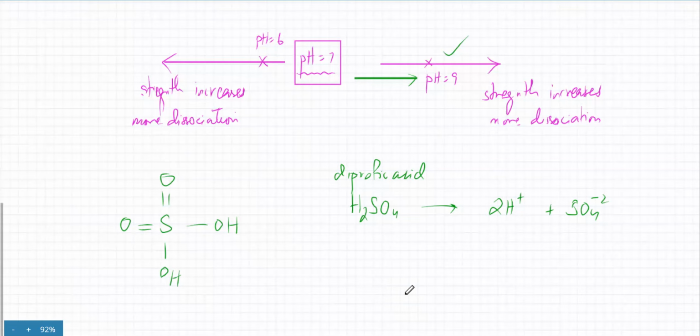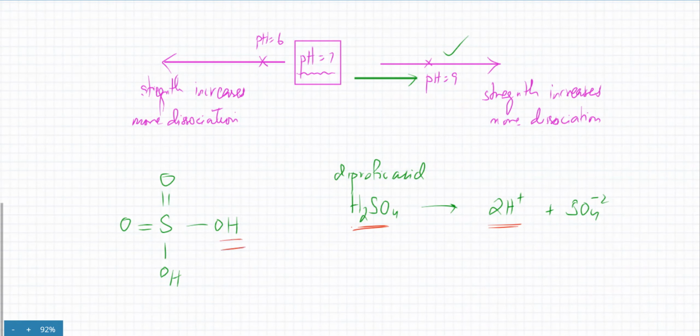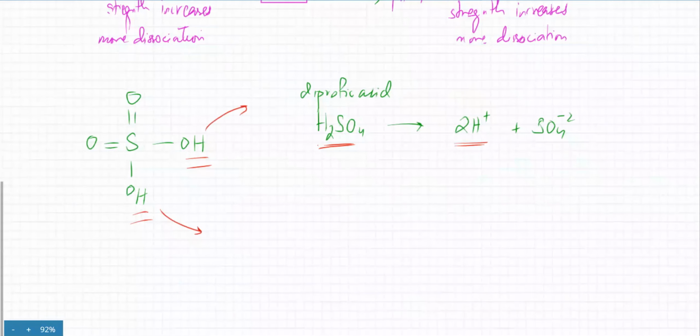Now the thing is, what happens if you have a diprotic or a triprotic acid? The thing is, acids don't lose their H+ in one go. This is not going to happen, that it's going to immediately produce two H+ ions. It's going to do this stepwise. It's going to first let go of one H+ ion, and then it's going to try and let go of the second H+ ion, right? So there would be two steps for the dissociation.